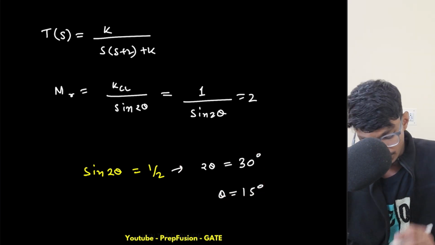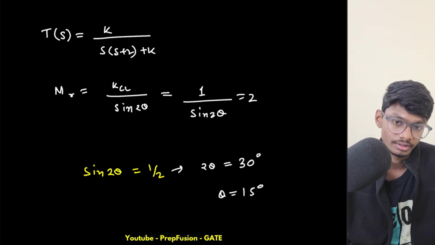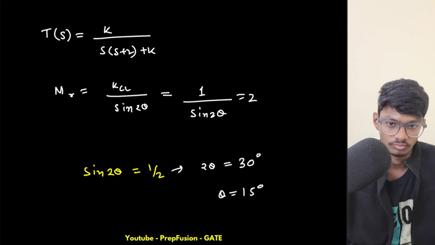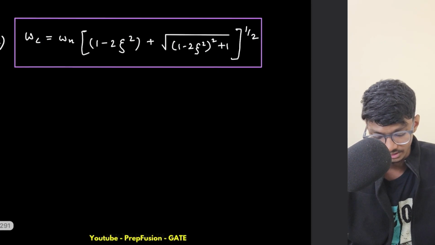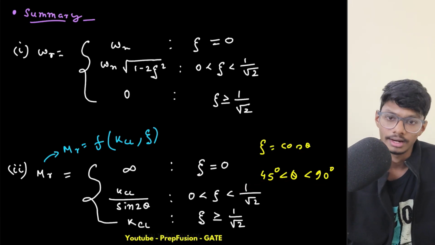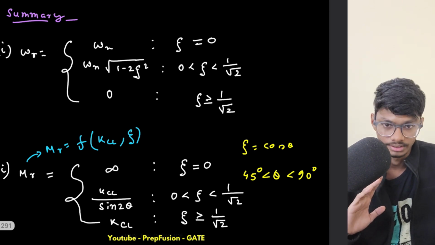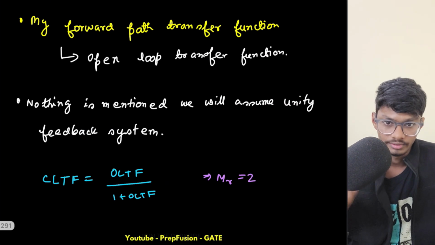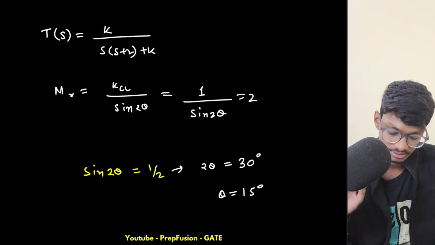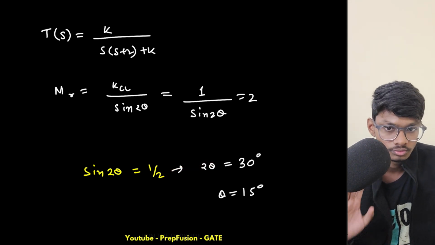Why? Because theta can't be 15 degrees. If theta is 15 degrees, then zeta, the value of zeta, will be something more than 1 by root 2, as I mentioned here, right? The range of theta will lie between 45 degrees and 90 degrees. It can't go below 45 degrees. It can't go above 90 degrees. So what went wrong here? Whenever we solve, there is a 99% chance that we won't write this 2 theta directly.